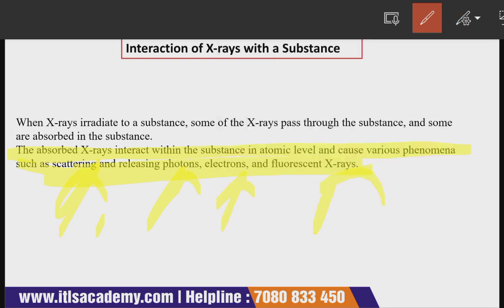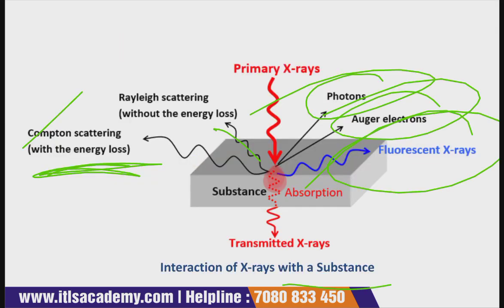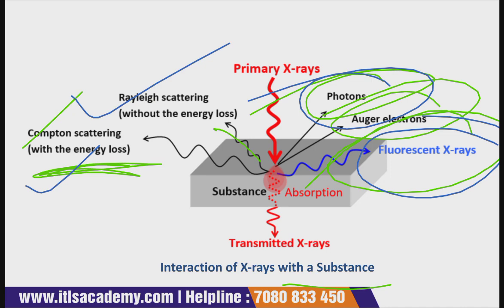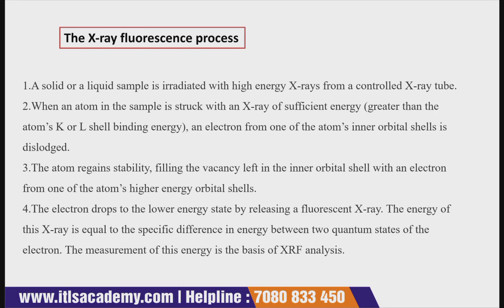So we have seen all the phenomena in this diagram, how X-rays interact with the substances. After interacting with the substances at the atomic level, there are different types of phenomena like scattering. There are basically two types of scattering, without energy loss and with energy loss. Photons are there, then fluorescent X-rays. So these are certain phenomena that take place when X-rays interact with the substances. Now, further moving to the X-ray fluorescence process.